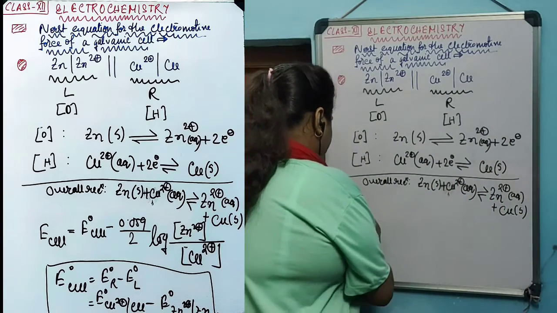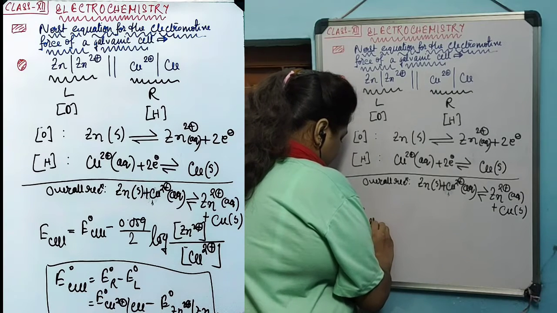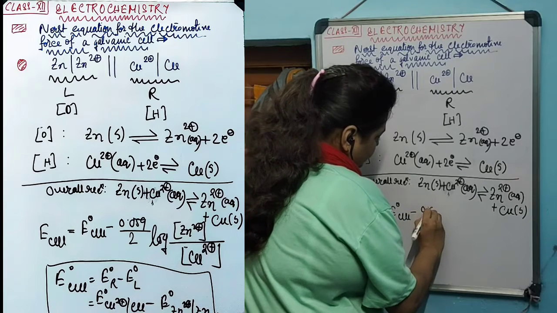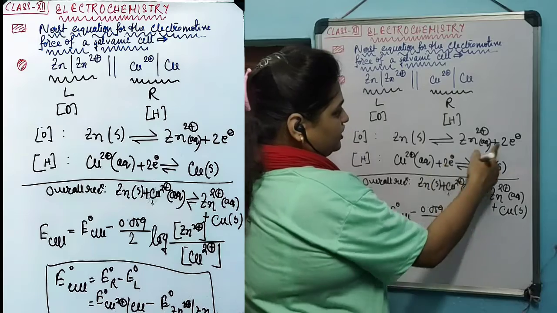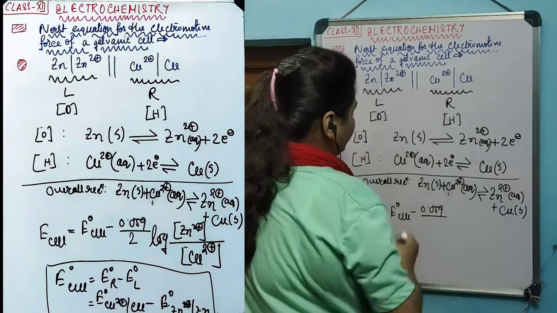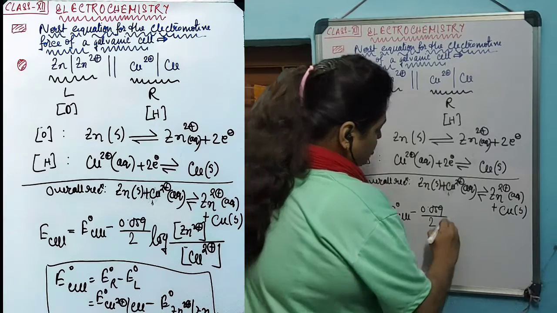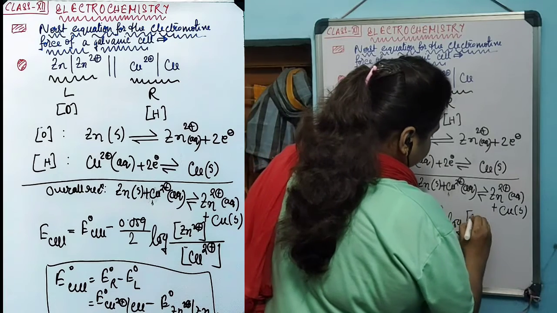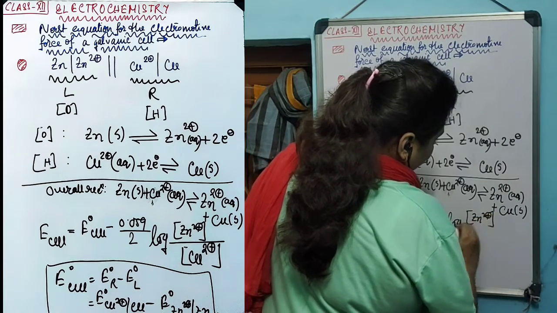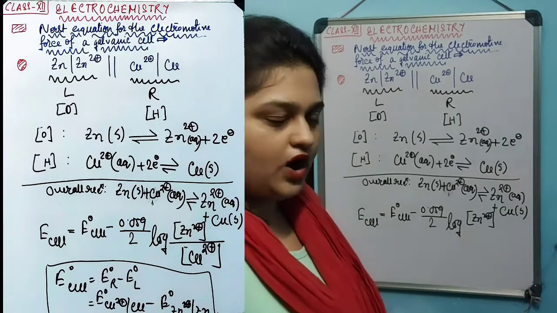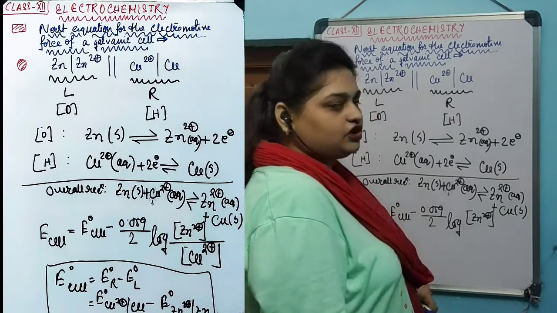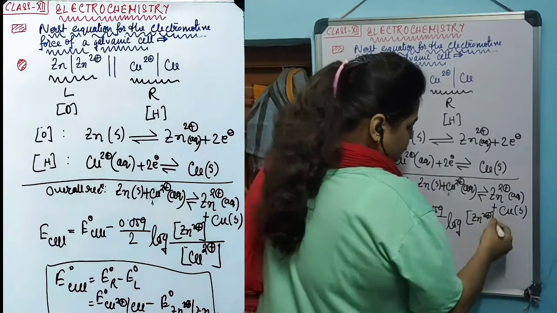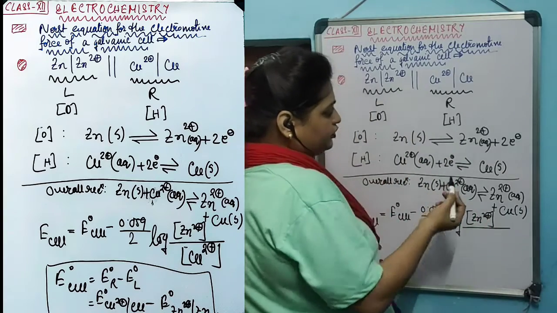Now, how will the Nernst equation for the overall reaction be constructed? E cell equals E naught cell minus 0.059 over n. 2 electrons have been transferred in this overall galvanic cell reaction, therefore n will be 2, times log of the concentration of product, that is the concentration of Zn2 plus to the power of its stoichiometric coefficient, which is 1, multiplied by the concentration of copper in solid state. The concentration of copper in solid state is always 1, so we are not going to write that, divided by the concentration of reactants.